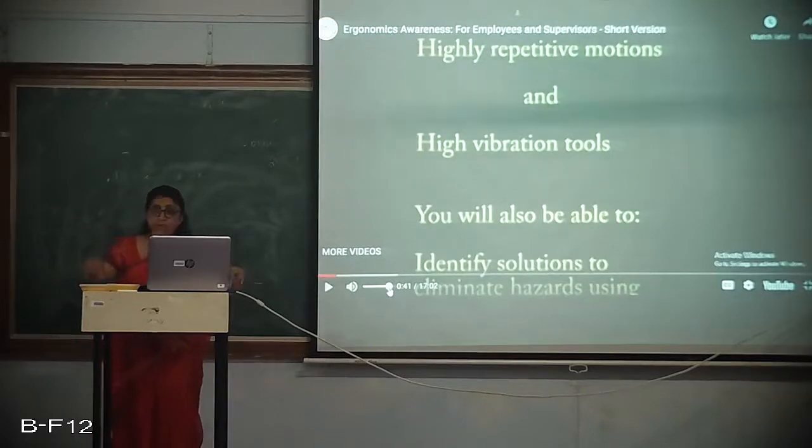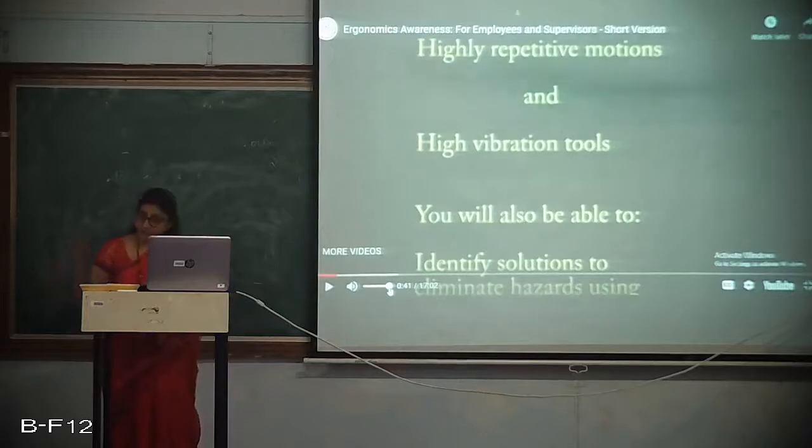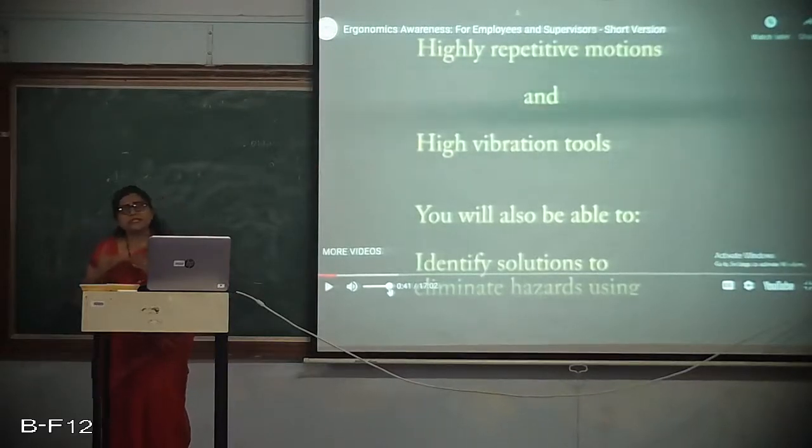So here, what should be the height of the podium? What should be the size of the podium? Suppose it is 3 feet, what happens? If it is 5 feet, then what happens? So all these things need to be considered.